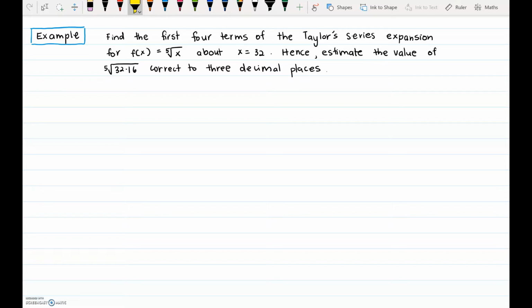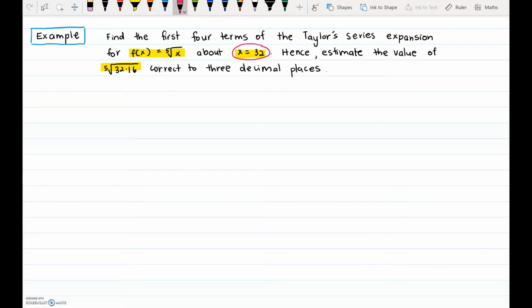Find the first four terms of the Taylor series expansion for f(x) equals the fifth root of x about x equals 32, and then estimate the value of the fifth root of 32.16, correct to 3 decimal places. Okay, so look here. The function that we use here is not a trigonometric function, it's just a normal, basic function. And the question is, we want to find the expansion of f(x) about x equals 32.